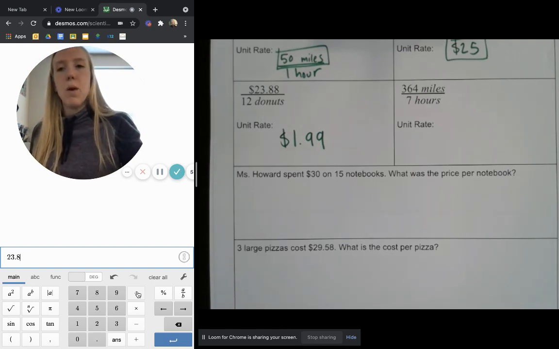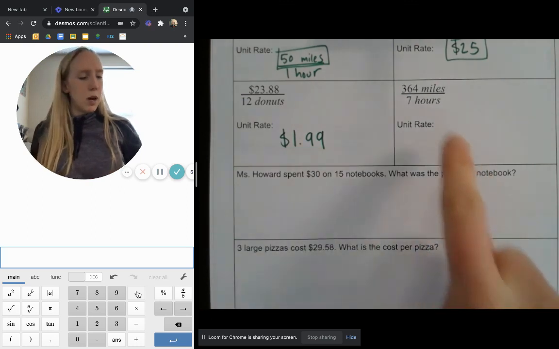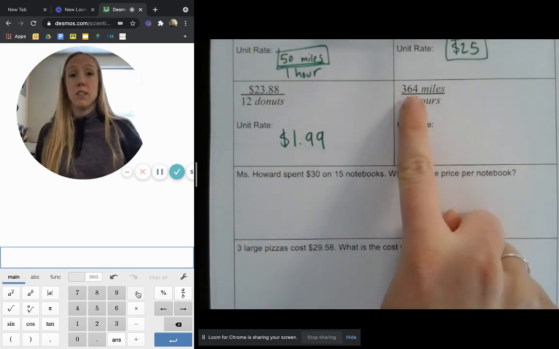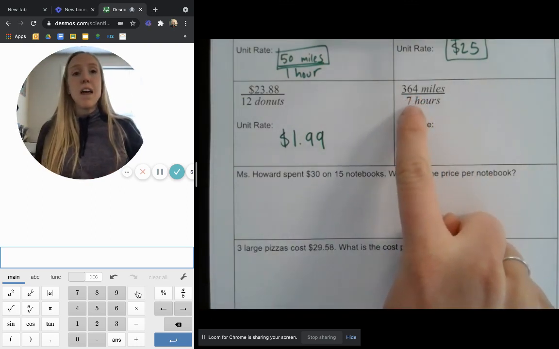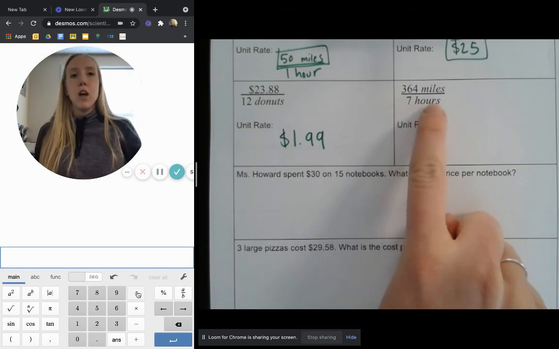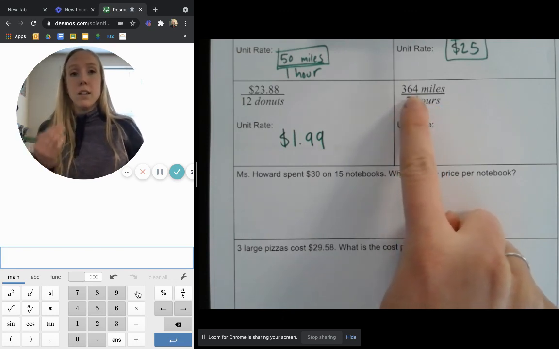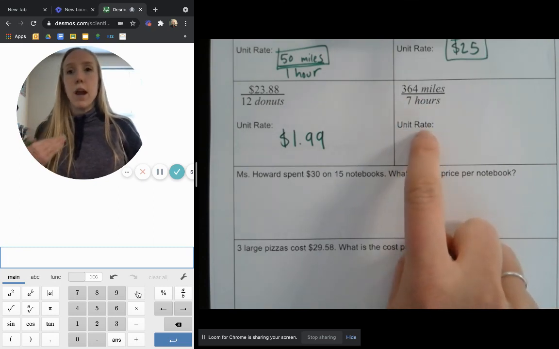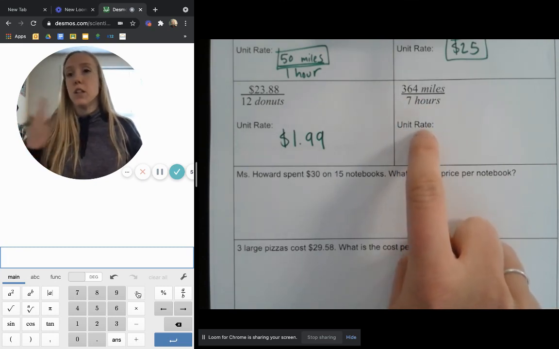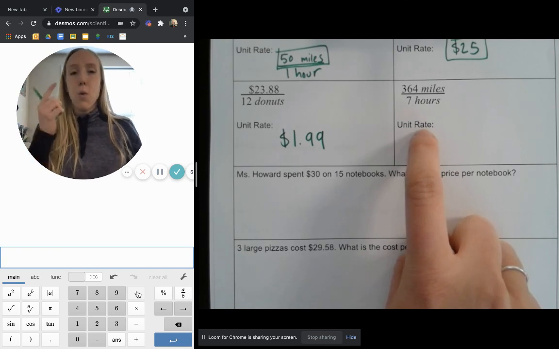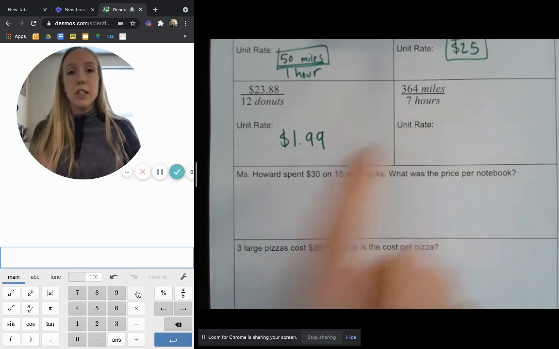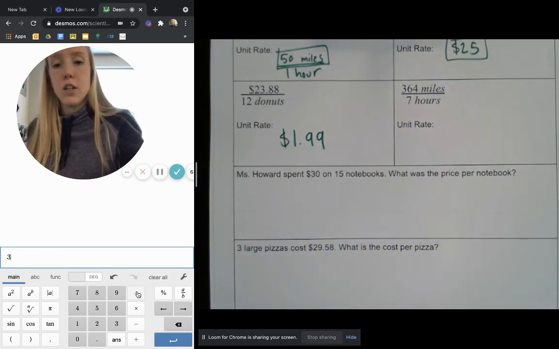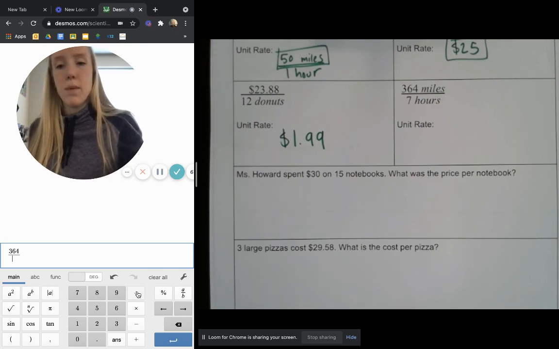Okay, next one. This is kind of like a road trip, right? 364 miles. That's pretty far. And that took 7 hours of driving. So we want to know, if 364 miles took 7 hours, we want to know the unit rate. How far did this person or this car or this family get in 1 hour? So again, you're going to divide 364 divided by 7.